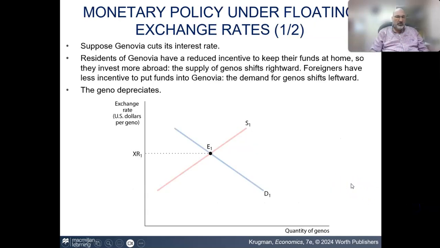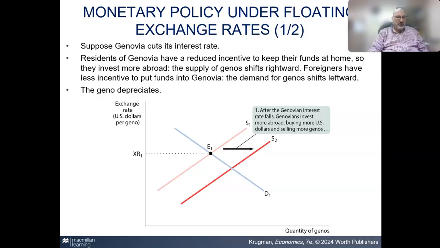So suppose Genovia cuts its interest rate. Residents of Genovia have reduced incentive to keep their funds at home, so they invest more abroad, and the supply of Genos shifts right. Foreigners have less incentive to put funds into Genovia, and the demand for Genos shifts left, and the Geno depreciates.